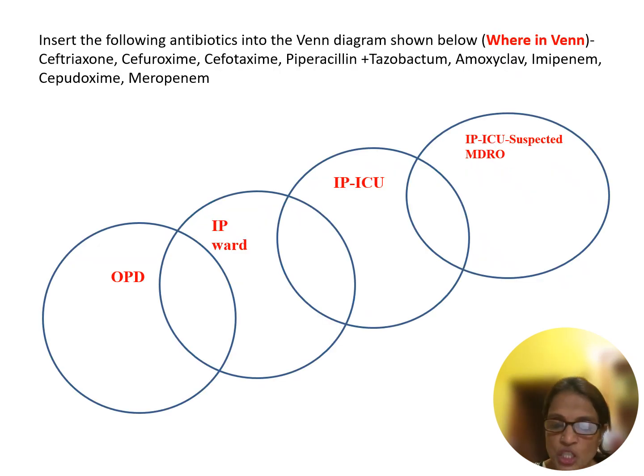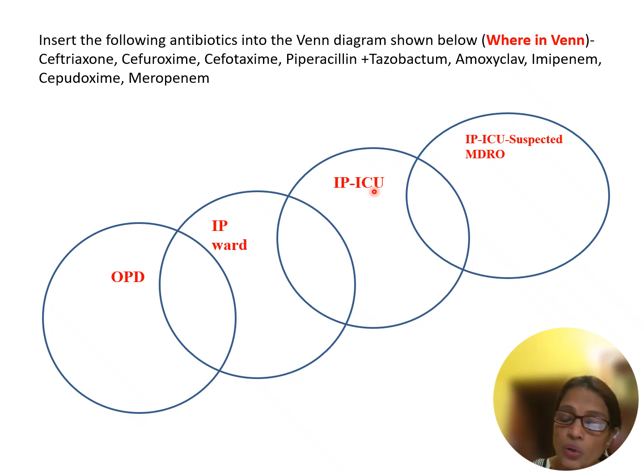Now, I have a challenge for you. Here is another puzzle. I have given you the host of these antibiotics. You have to fit them into this Venn diagram. Between OPD and IP ward, there is one antibiotic that is common, which I have already explained to you. And between IP ward and IP ICU, there is one antibiotic which is common, which needs to be represented here. And similarly, between IP ICU and suspected MDRO, there are some common antibiotics which need to be represented here.